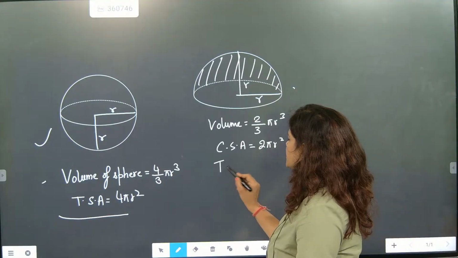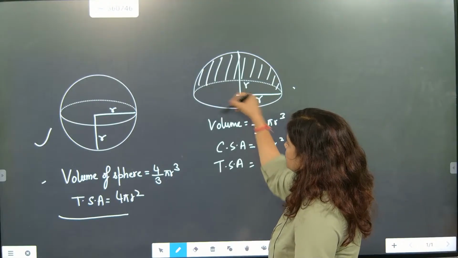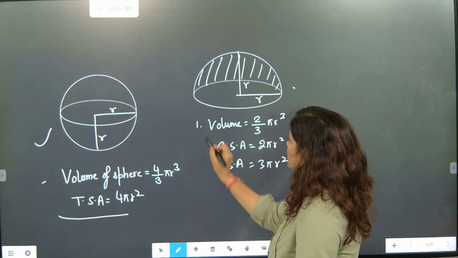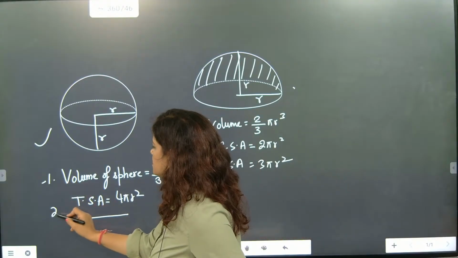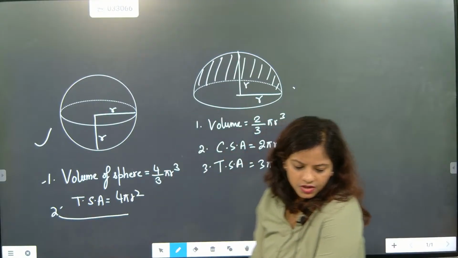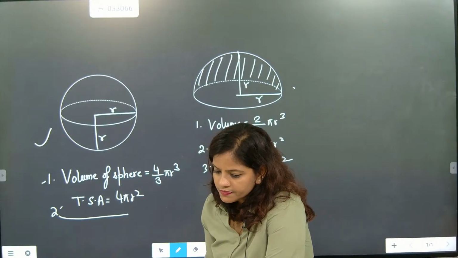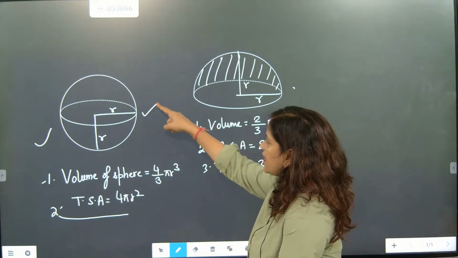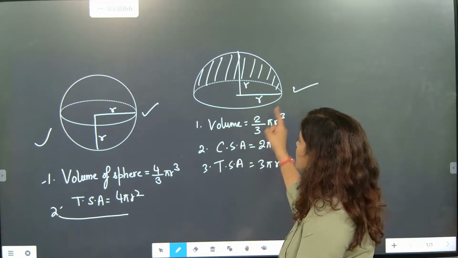Now what is TSA? TSA means CSA, the curved surface, and this base circle. The total will become 3 pi r square. This is 1, this is 2, and this is 3. So this is the entire formula, beta, the entire process we need. Got it. So this is a sphere and this is a hemisphere. Hemisphere means what, beta? Hemisphere means the volume.